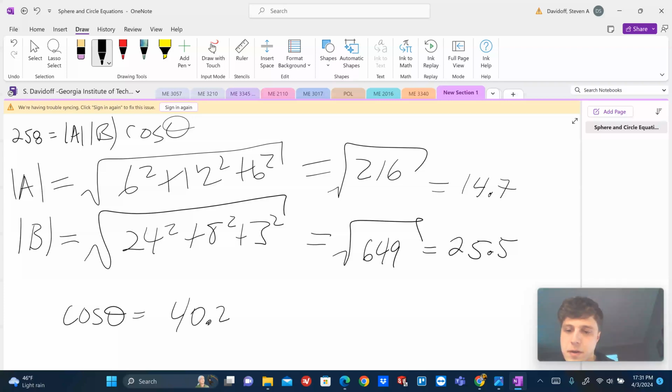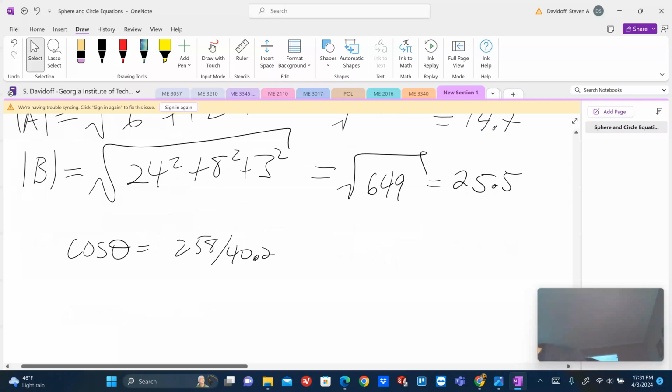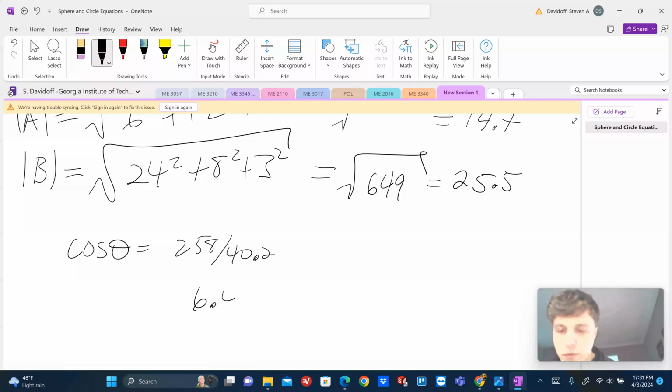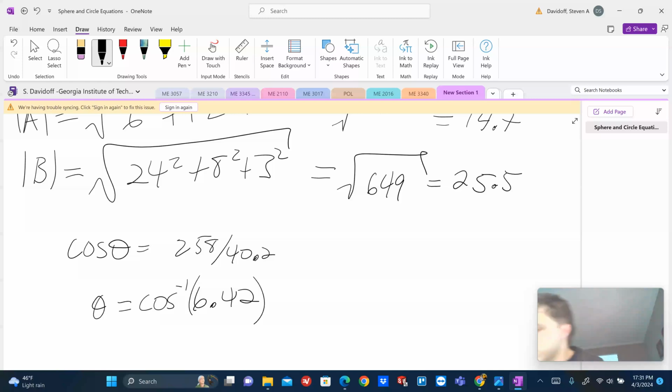All right. 258 over 40.2 gets me 6.42. Theta is equal to the inverse cosine of that answer. Make sure your calculator is in degrees, okay? Oops. I think I'm in the right thing.